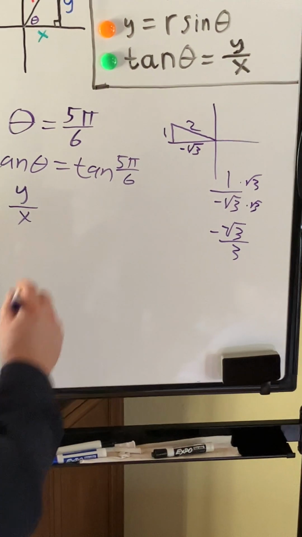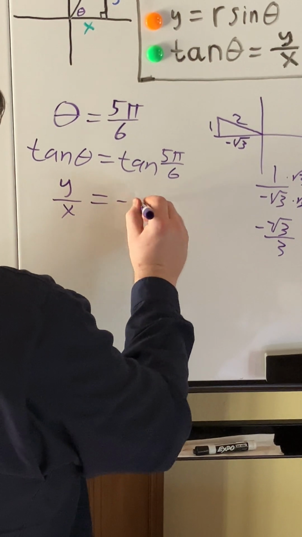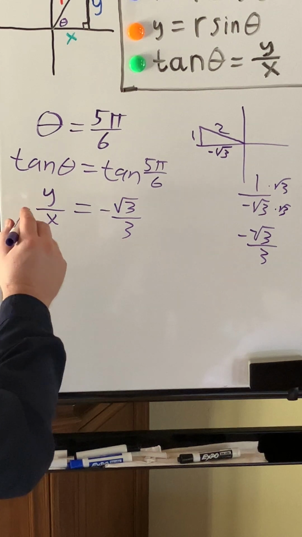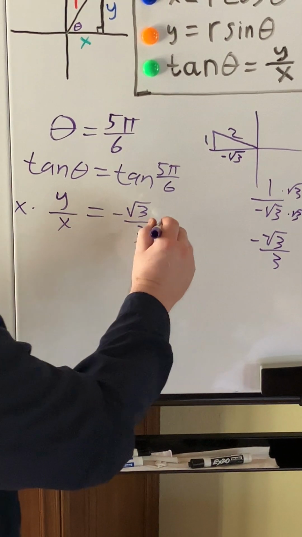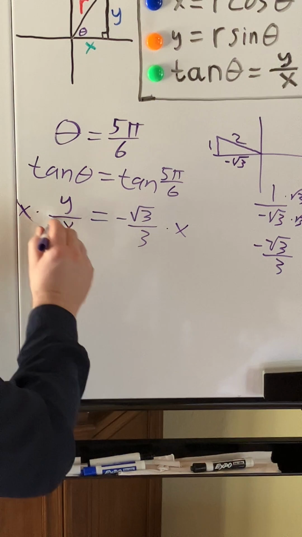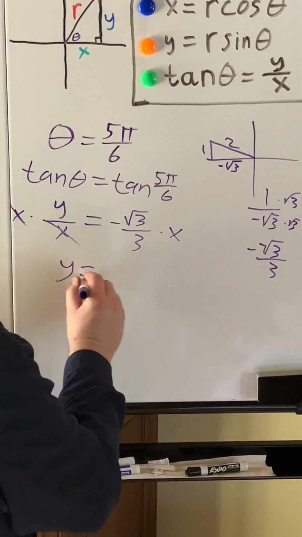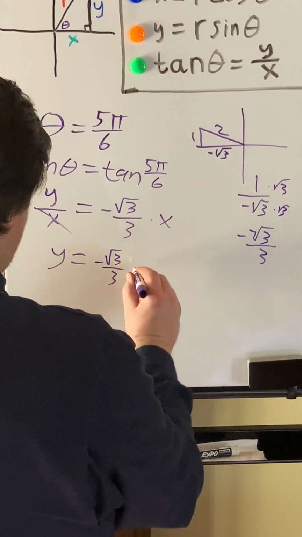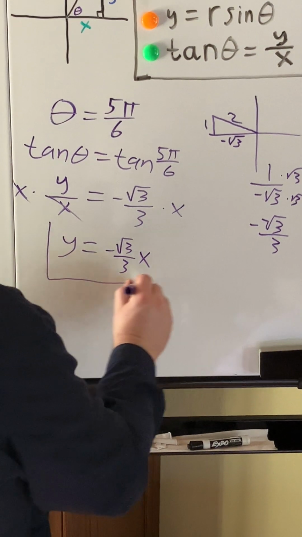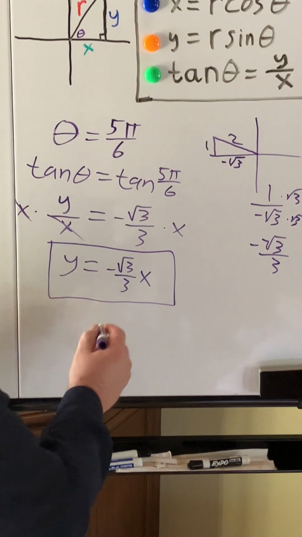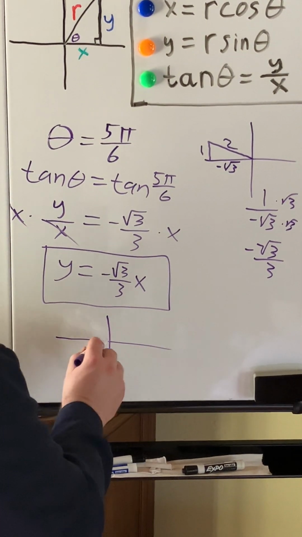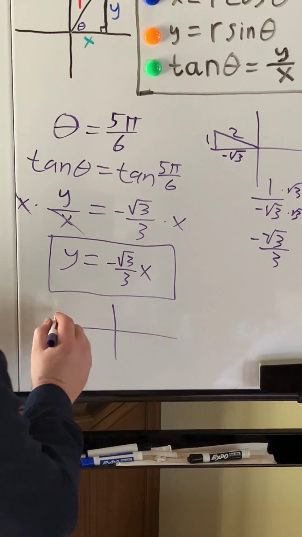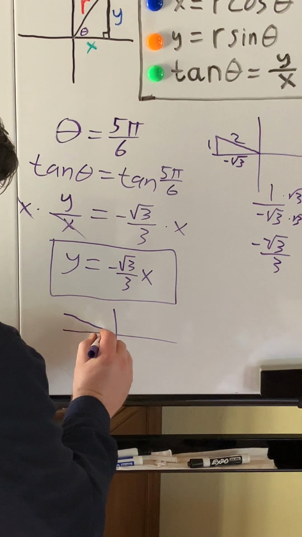So we have y over x equals negative root 3 over 3. And we finish this by multiplying both sides by x. So those cancel, and we're left with y equals negative root 3 over 3 x. Once again, this is just a line that's through the origin and has a slope of negative root 3 over 3.